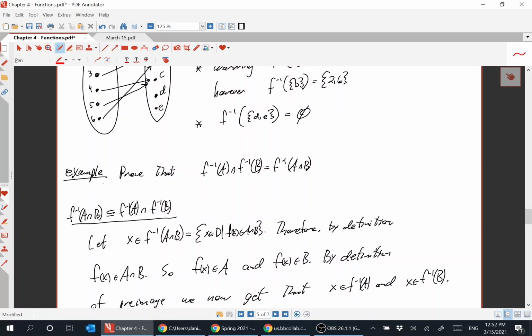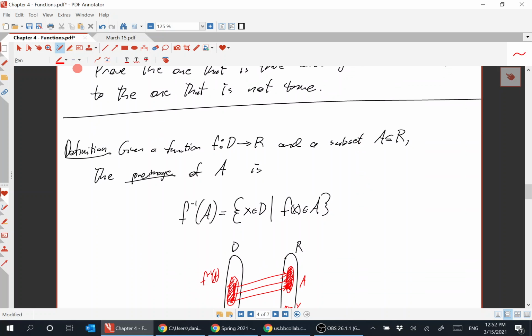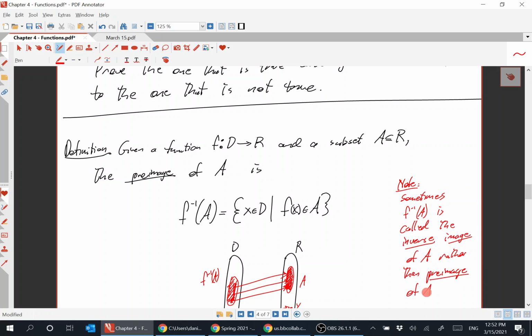All right, so we proved that the inverse image of A, or the pre-image of A, is sometimes called the inverse image of A rather than the pre-image of A. So sometimes the term inverse image is used rather than pre-image.